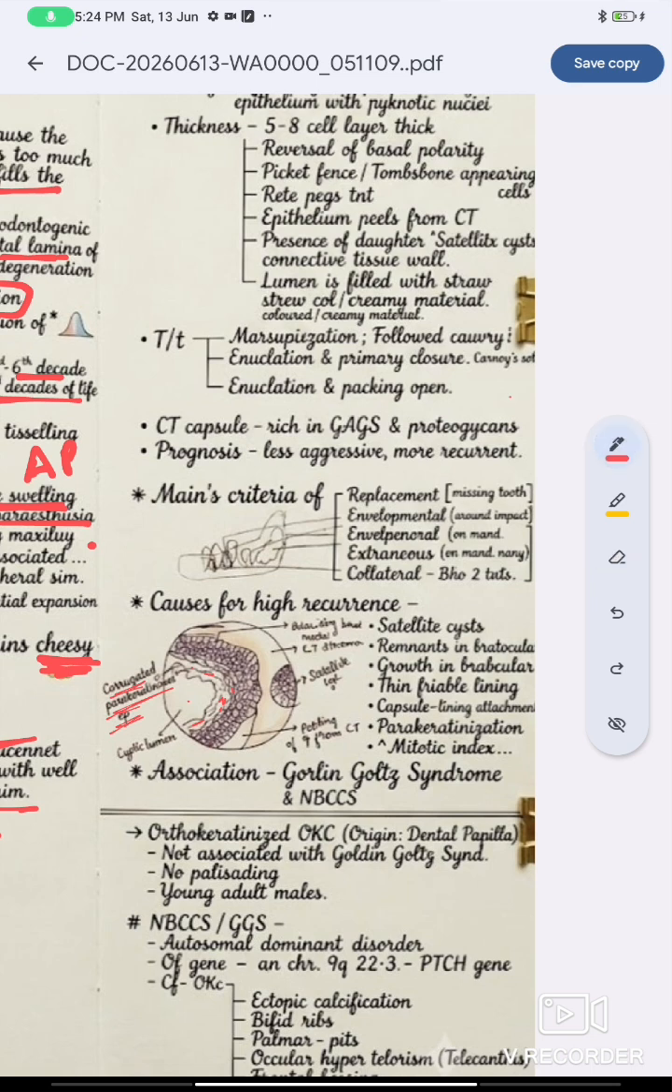Moving further, the basal layer shows picket fence appearance, which means tall columnar cells with nuclear palisading, meaning nuclei are arranged at the same level in all cells, and there is reversal of basal polarity. Normally the nuclei are supposed to be towards the basement membrane, but in this case they are away from it. It is also characterized by peeling of epithelium. You can see in this image, the epithelium peels away from the connective tissue, making the lining more friable and recurrence higher.